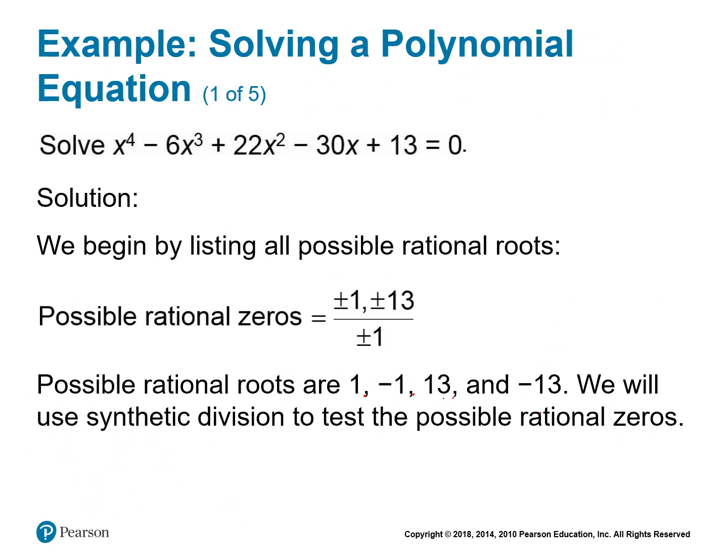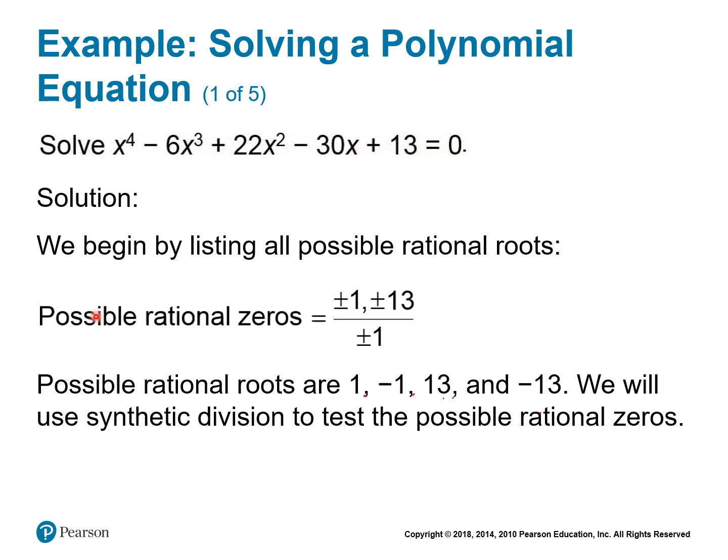Here's an example of an even higher order polynomial to work on, using all the theorems and methods that we have learned to come up with zeros and roots and so on. So what is the function given to us? It's x to the power 4, so this polynomial is of degree 4: x to the power 4 minus 6x cubed plus 22x squared minus 30x plus 13 equal to 0.